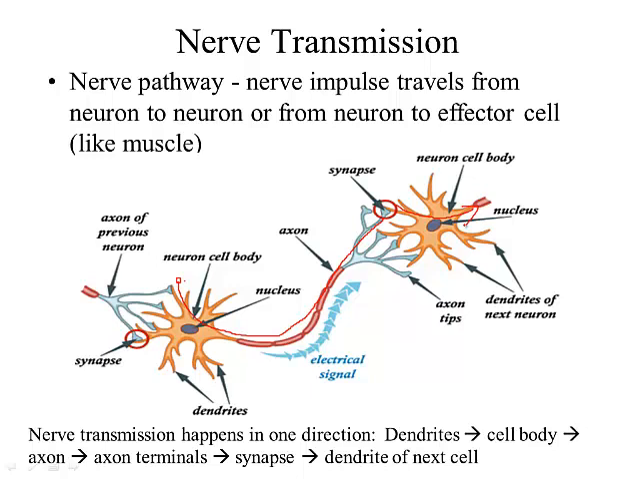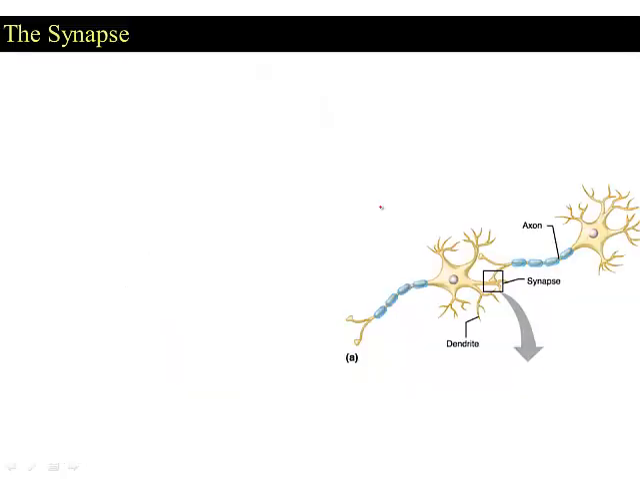So what we're going to take a look at today is what actually happens in this area here, which is the synapse. So what's going on at that synapse is a pretty complicated series of events that are going to occur there. So we're going to take a closer look at that.